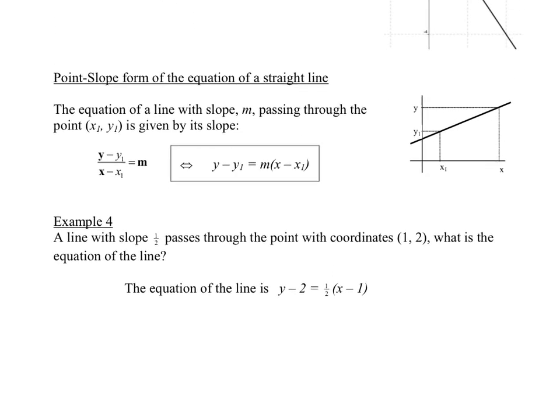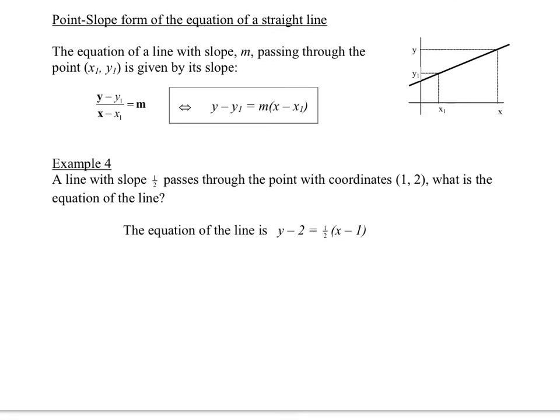Now, the slope-intercept form is not the only form of the equation of a straight line. There's also the point-slope form of the equation. And this is useful when you're told what the slope is, you're given what the slope is, and you're also given a point somewhere on the line. The point is thought of as being x1, y1, this point here.